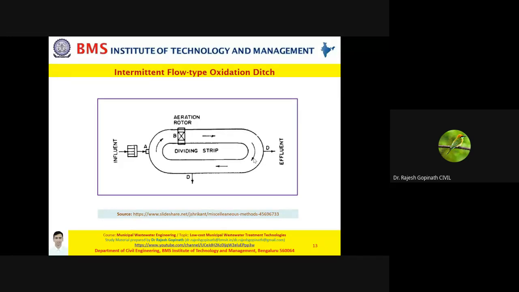That is when the rotor is functioning. Say this is operational. When it is operational, wastewater will continue to flow. You are achieving mixing, you're achieving aeration. Then after a given duration, you switch it off.